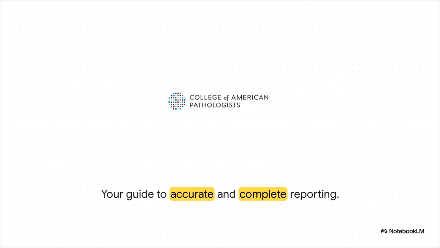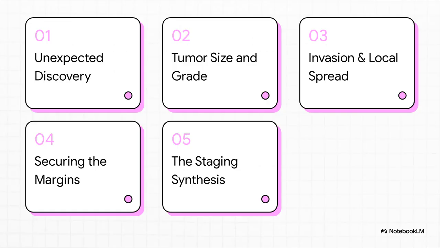So, when you find one of these, what's your first move? You grab the CAP protocol. And look, this isn't just some boring checklist. This thing is the gold standard. It's how we make sure our pathology reports are complete, accurate, and that everyone speaks the same language. Following this protocol means that every clinician, anywhere, gets the exact info they need to make the best call for the patient. So, we're going to follow this specimen's journey from the moment we find it.